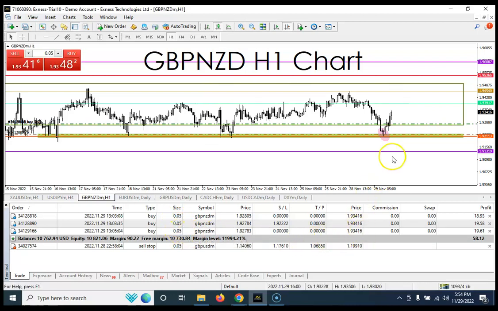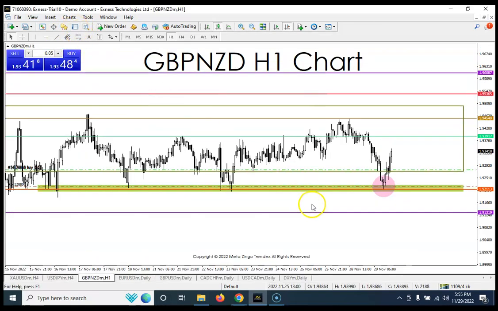Move stop to break even, possibly move stop above break even, or just below this structure level here. That's what we are going to do to manage this trade further.